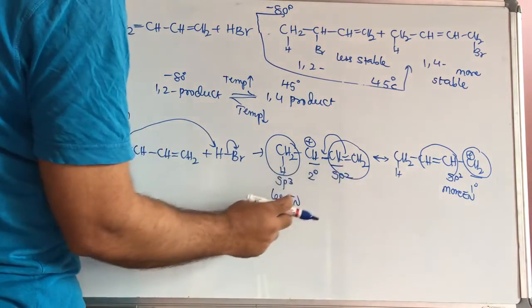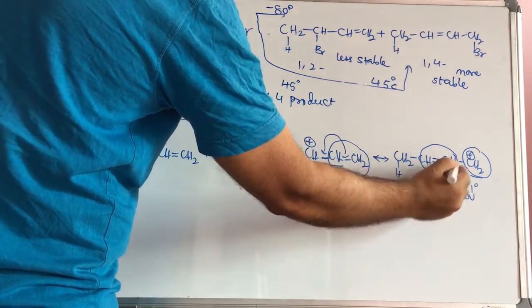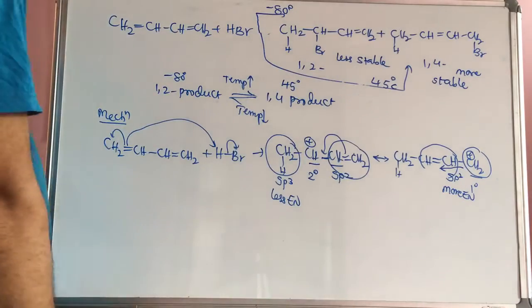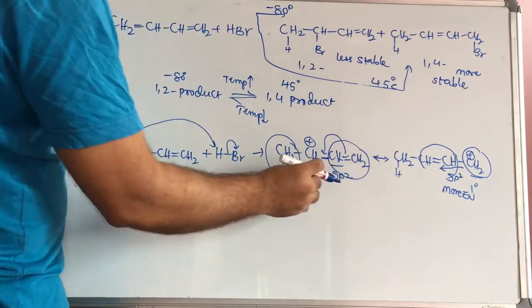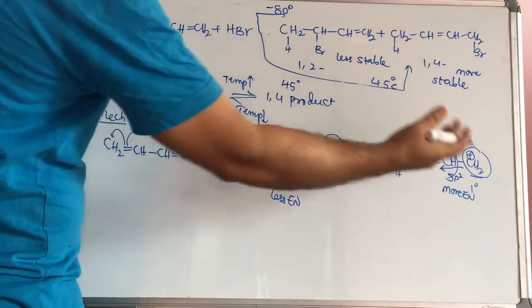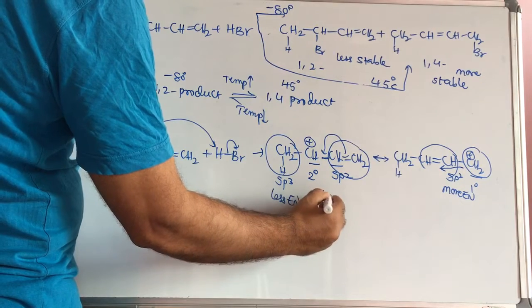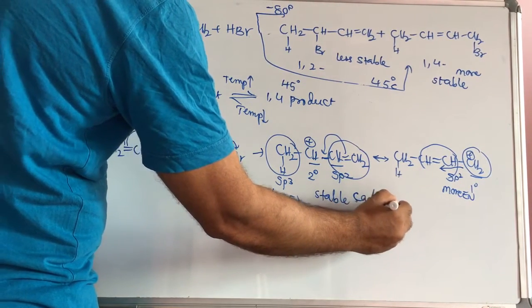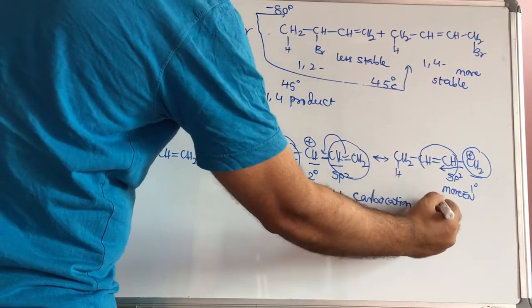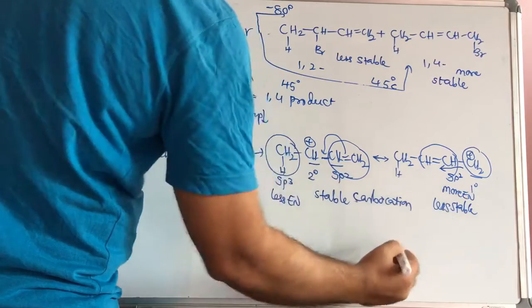Then here two groups are present. Here one group is present. This is an electron withdrawing group. Generally carbocation is stabilized with the donor group. Here one withdrawing group is there, one donor group is there. Compare with this carbocation, this is stable. So this is the stable carbocation. This is the less stable carbocation.